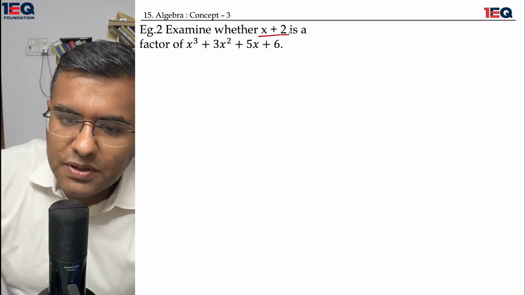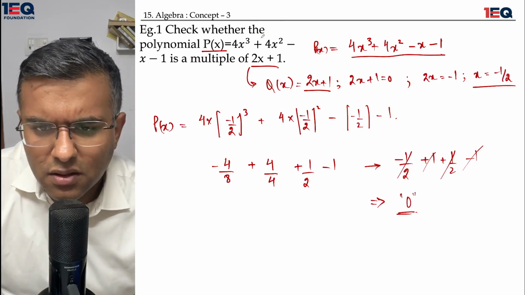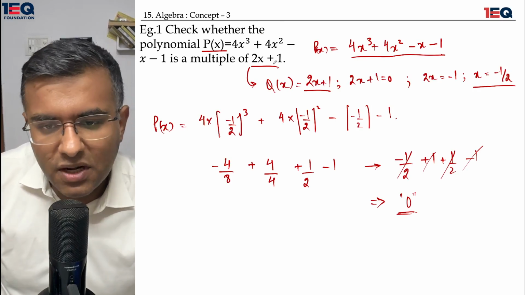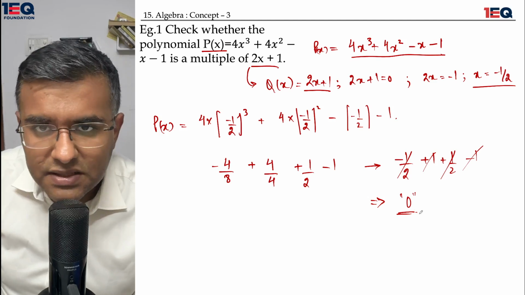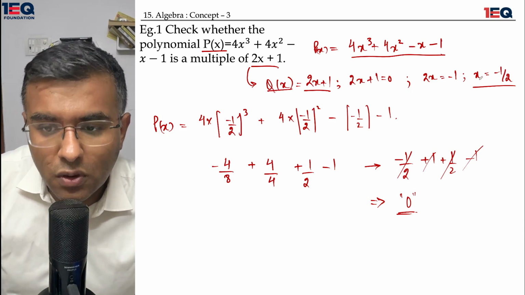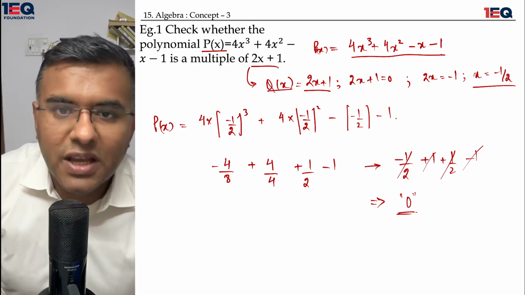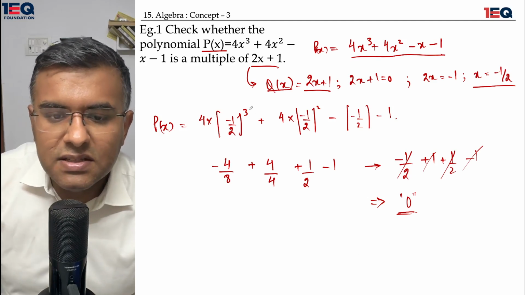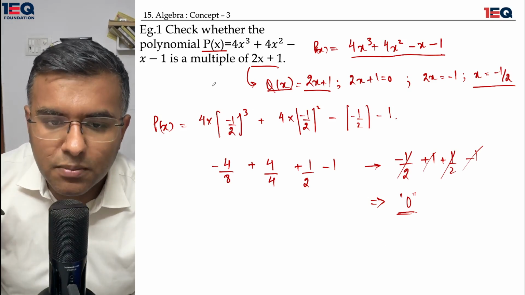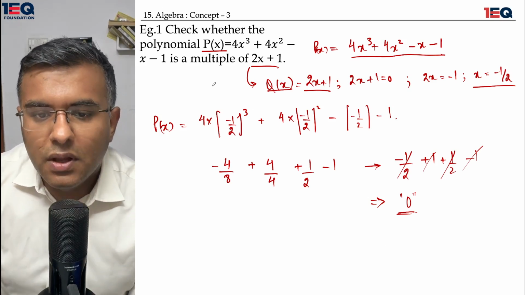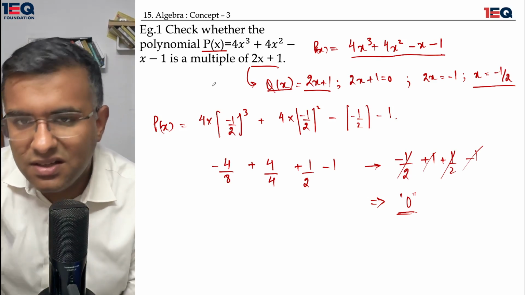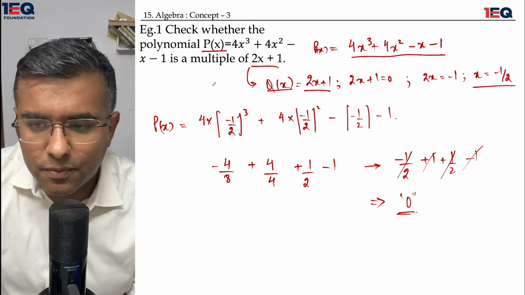So the question was, check whether the polynomial is a multiple of 2x plus 1. The final answer has come out to be 0, and minus 1 by 2 was also a root of qx, and it also became a root of px, that means yes, 4x cube plus 4x square minus x minus 1 is a multiple of 2x plus 1. This is the agreement that we've reached.